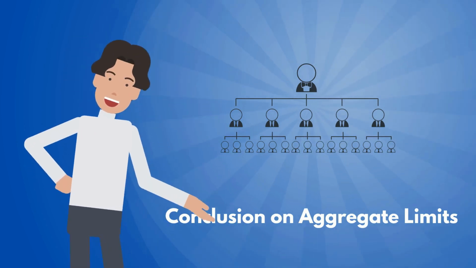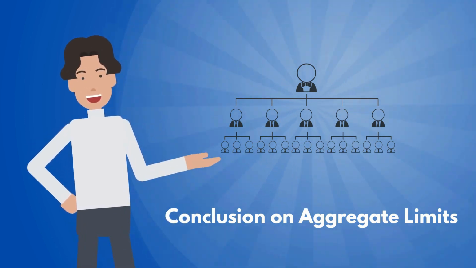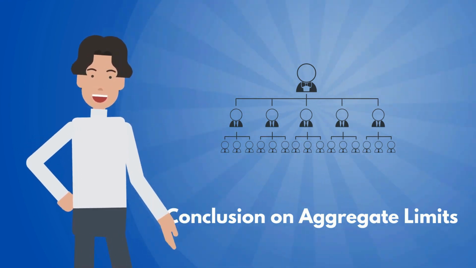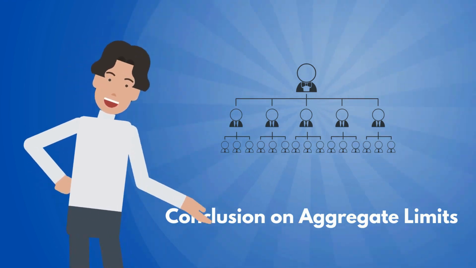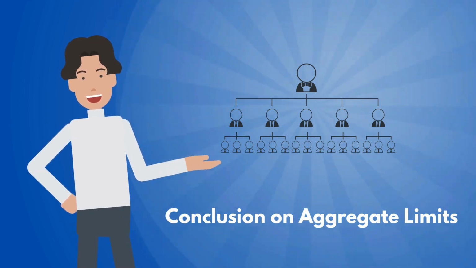Aggregate limits are essential in reinsurance treaties to cap cumulative losses and protect reinsurers from excessive exposure. While they provide clarity and control for reinsurers, careful structuring, like reinstatements and sublimits, is critical to balancing protection for cedants and ensuring treaty profitability.